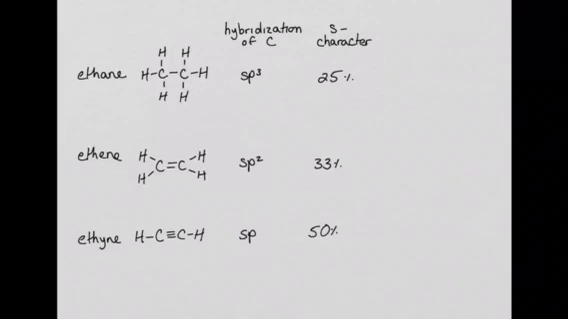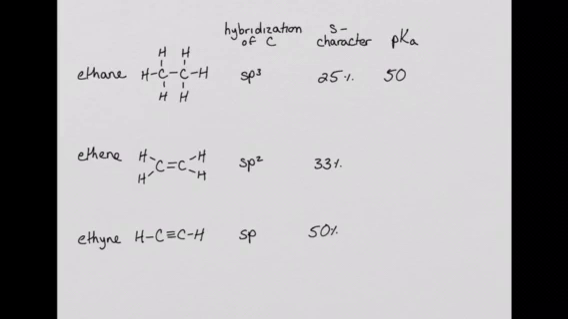What we see as the percent s character increases is that the pKa decreases. Remember that a smaller pKa means we have a stronger acid. In other words, it's easier to deprotonate the molecule. The pKa of ethane is 50. This makes ethane a very weak acid. For comparison, acetic acid has a pKa of 4.75, and hydrochloric acid has a pKa of -7. These are considerably stronger acids than ethane.